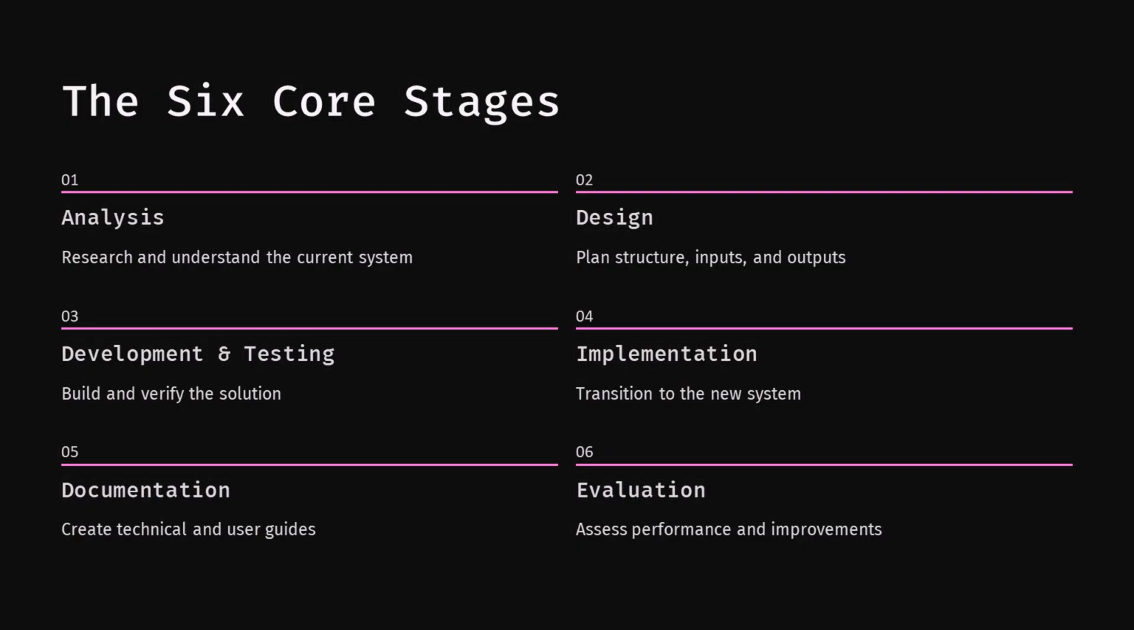Stage 4, implementation, the transition to the new system. Stage 5, documentation, creating all the technical and user guides. And finally, stage 6, evaluation, where we assess the performance and identify any improvements needed. Remember, after evaluation, the cycle can start all over again if more improvements are required. Each stage is crucial and they all build on each other.